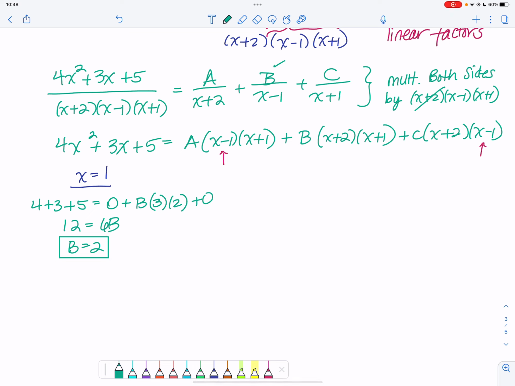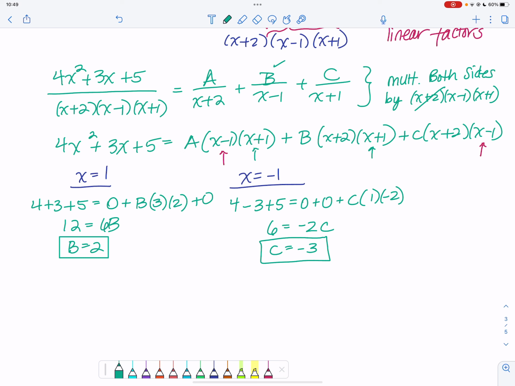So think about it. We already have b equal to 2. Now, I think I will have enough room. x is equal to negative 1. And we will have 4 times negative 1 squared is just a 1, minus 3 plus 5 equals, and now we're losing this term and this term, so we have 0 plus 0 plus c times 1 times negative 2. So here we have 6 equals negative 2c, and c is equal to negative 3.